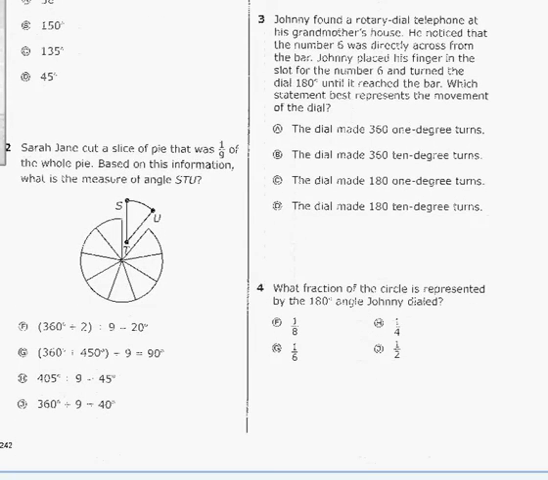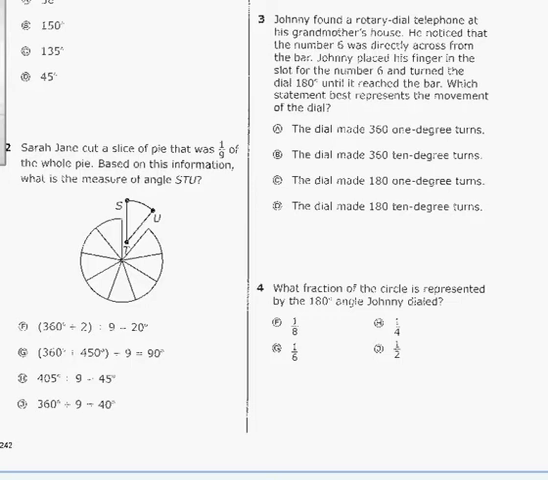Question number 2. Sarah Jane cut a slice of pie that was 1/9 of the whole pie. Based on the information, what is the measure of angle STU? So, and there's your answer choices right there to figure out what the angle STU is. Okay.